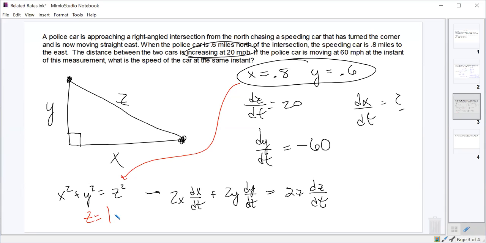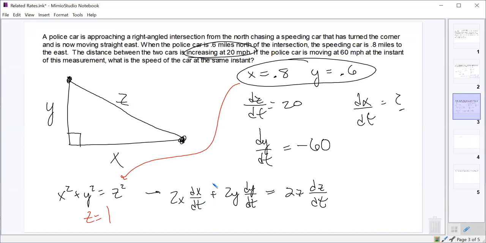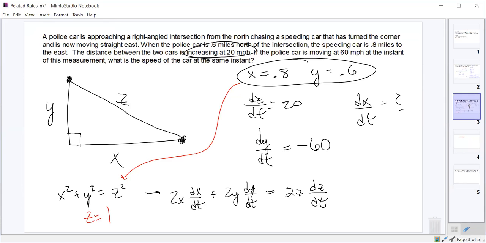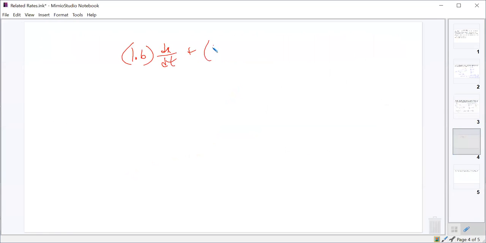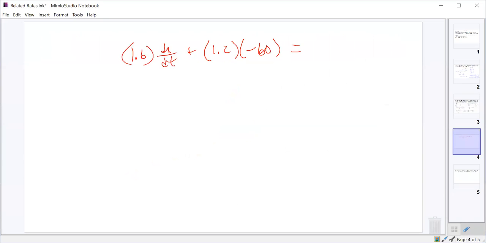So we'll now plug all that in. 2 times x, which is 2 times 0.8 or 1.6, times dx/dt, which is what we're looking for, plus 2 times y, which is 1.2, times negative 60. So 1.2 times negative 60 equals 2z dz/dt. That'd be 2 times 1 is 2, times 20 is 40. And we're just looking for dx/dt.